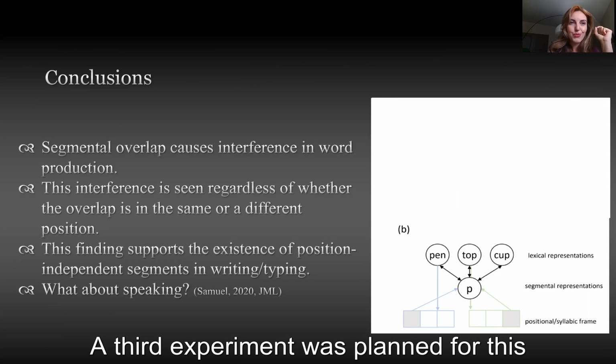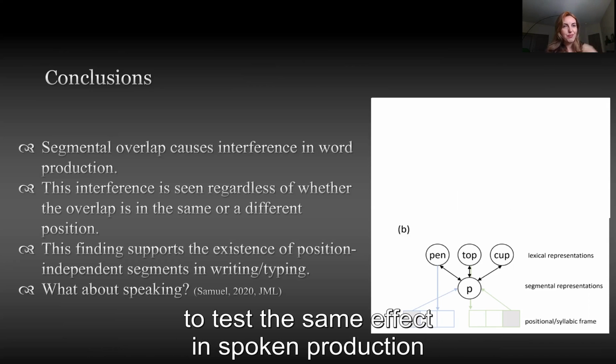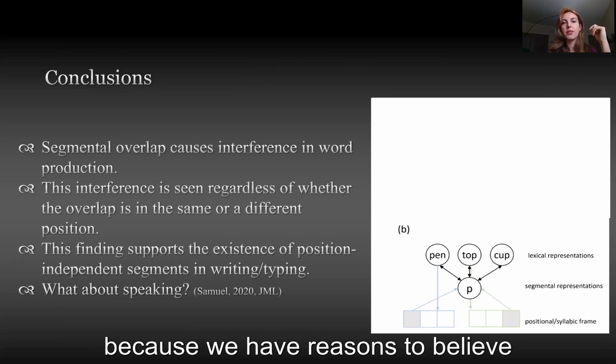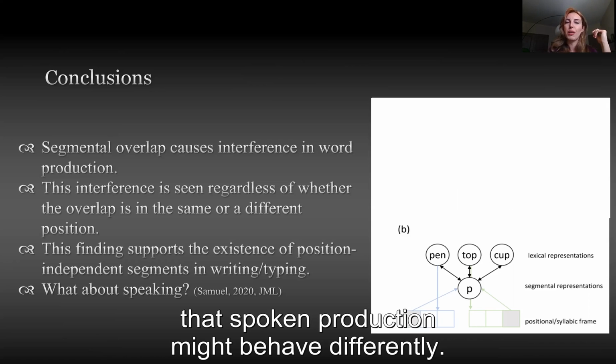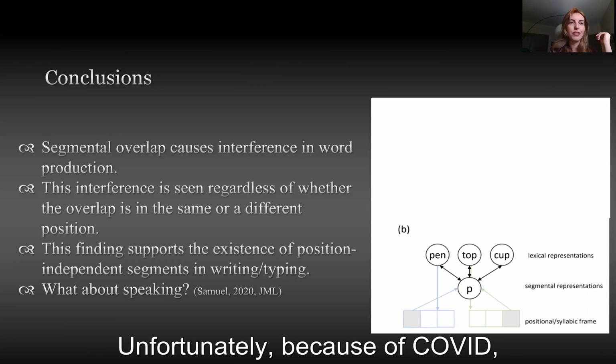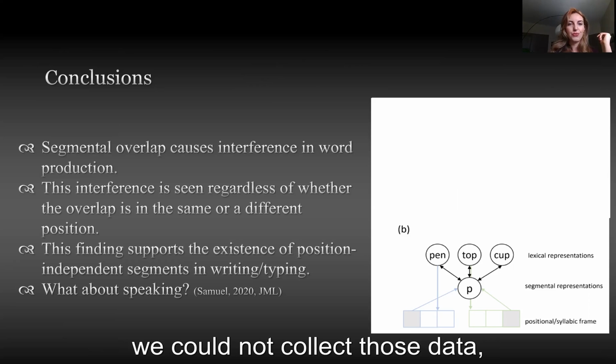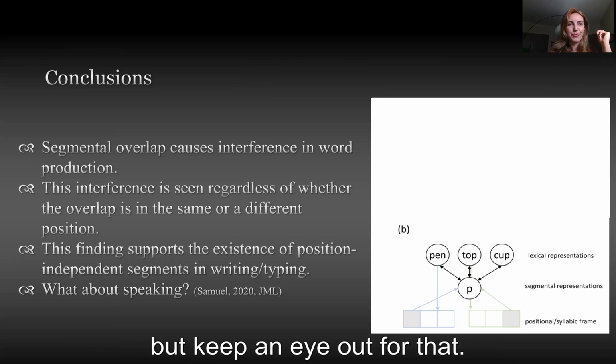A third experiment was planned to test the same effect in spoken production, because we have reasons to believe that spoken production might behave differently. Unfortunately, because of COVID, we could not collect those data, but keep an eye out for that.